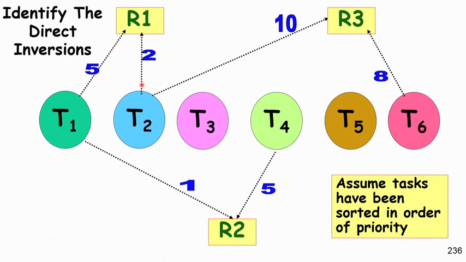We are just running out of time for this lecture. We will stop here and we will look at the other types of inversions that can occur in the priority ceiling protocol in the next lecture.